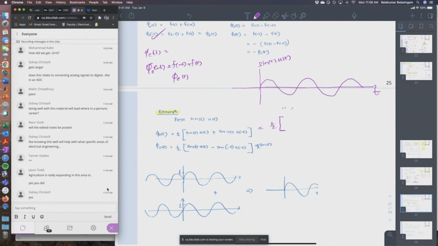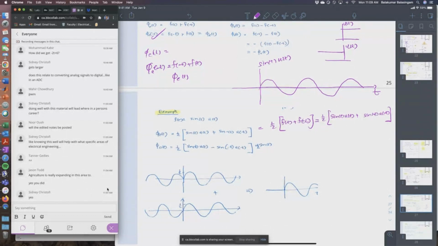So half of f(t) plus f(-t), right? That's the even part of the function. We just saw it, f(-t). So that will be half of sin(t)u(t) plus sin(-t)u(-t). Now you need to know what u(-t) is. If this is u(t), u(-t) is this. We saw that there are 3 signal operations, and one of them is the inverse. So u(-t) is the mirror of the signal.